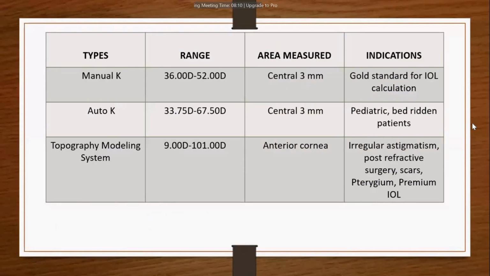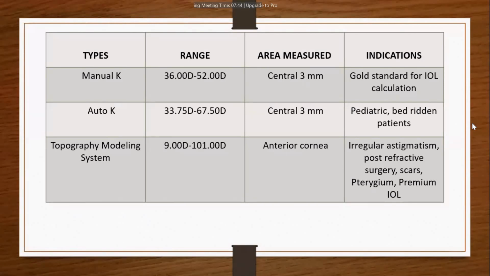So these are the different types of keratometer which we follow in our OPD practice in all centers. Mostly there are three types of keratometer. One is the manual keratometer, which ranges from 36 diopters to 52 diopters. Both the manual keratometer and the handheld auto keratometer measure the central 3 mm of the cornea.